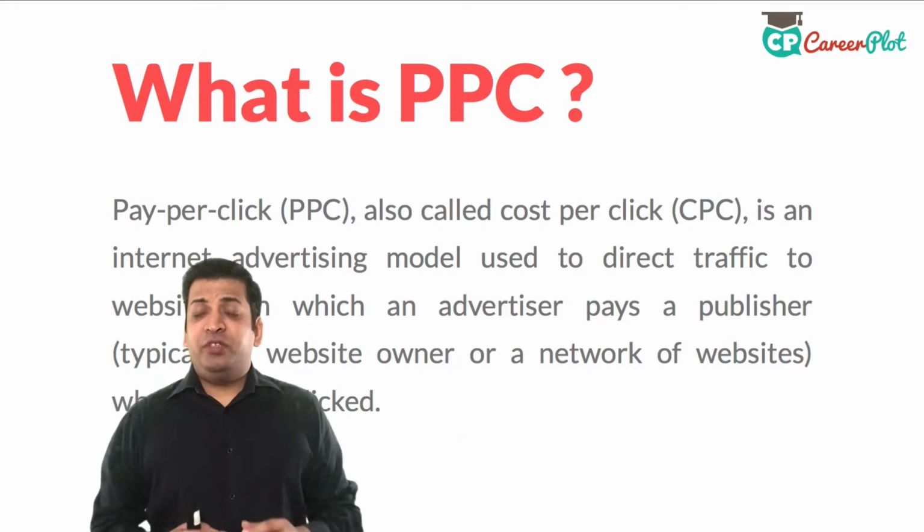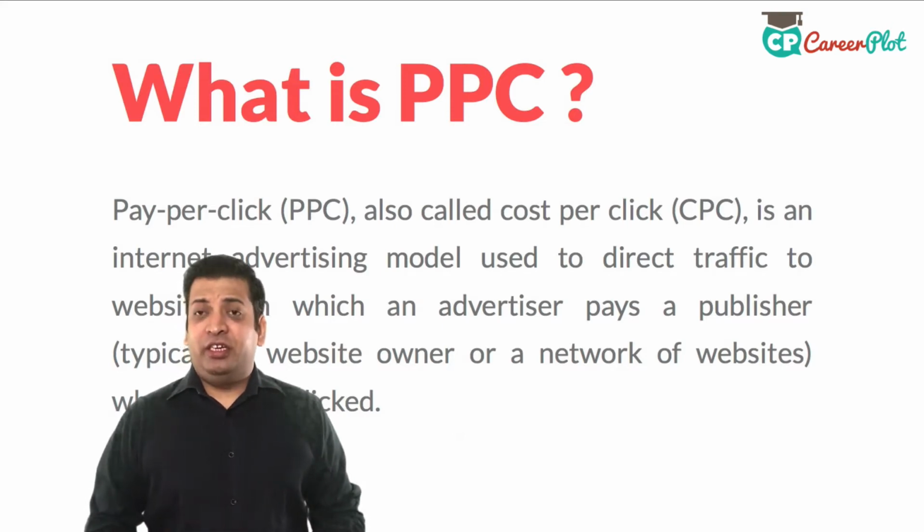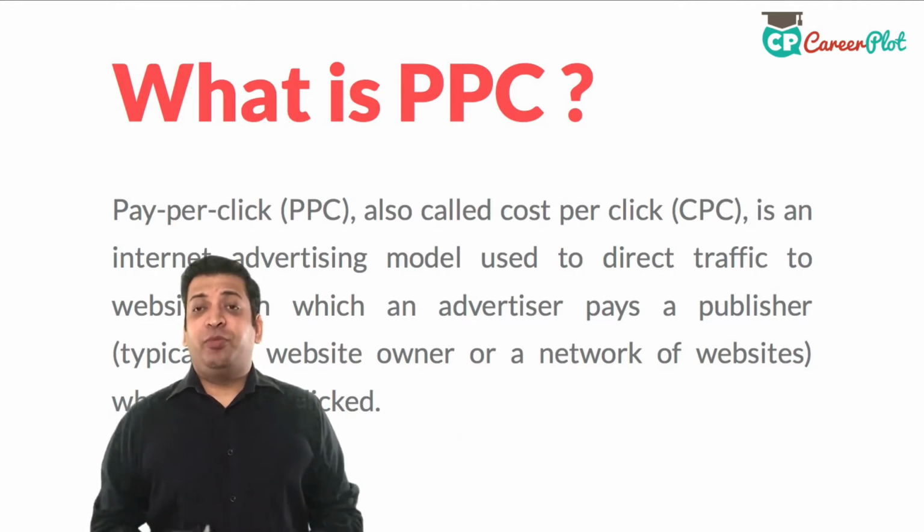PPC or CPC is used as a business model in advertising on the internet, where you pay only when a person clicks on the link provided in the ad spot. Typically you will see a lot of ads on the internet or on the search engine, but you don't click on every ad. If a user clicks on one particular ad, the advertiser pays only for that particular click.